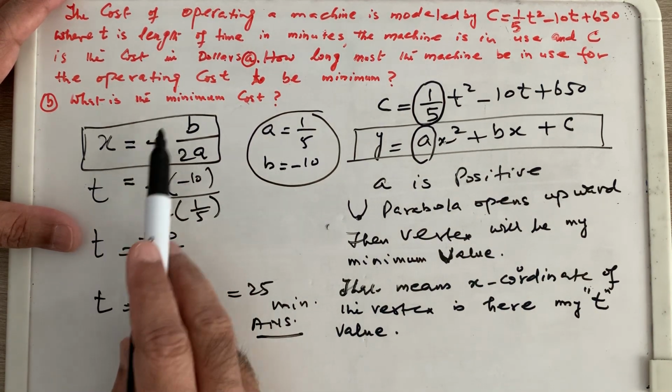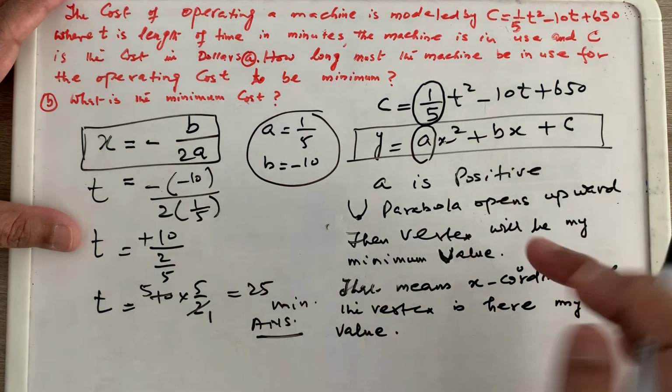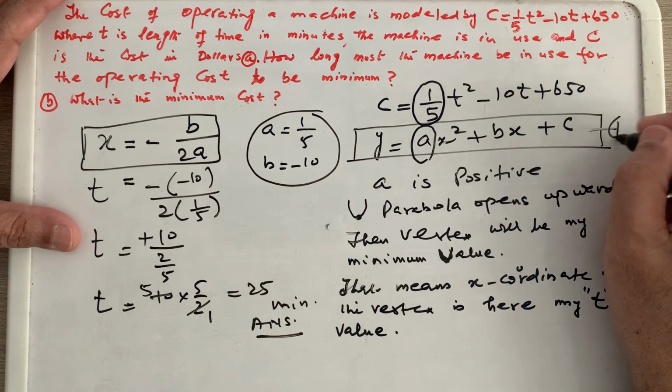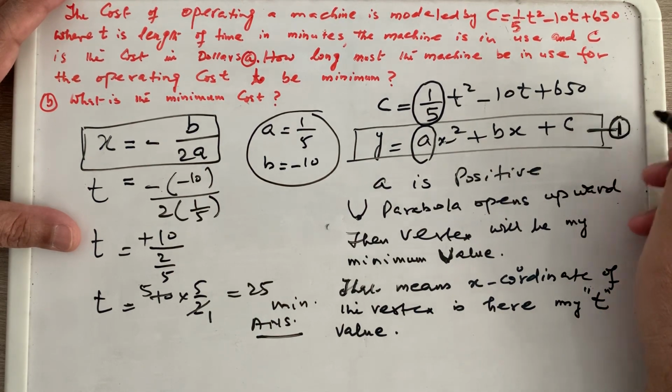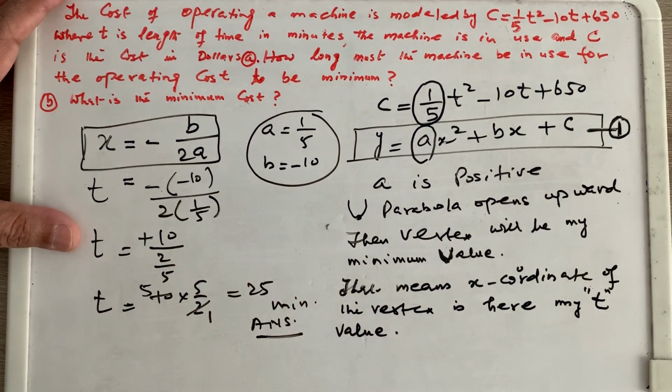X is equal to minus b over 2a in standard form. Always remember, in standard form, this is your standard form, right? In standard form, if you want to find out the x coordinate of the vertex, you have to use this formula. X is equal to minus b divided by 2a, right? Hope you understand this.